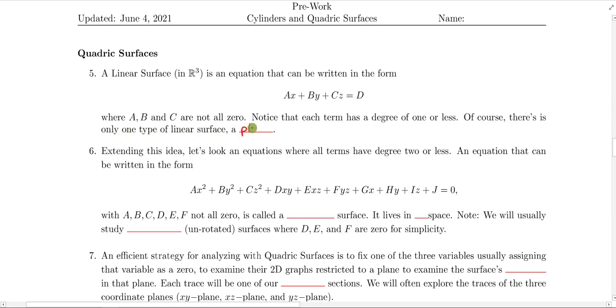Now, we don't study linear surfaces as their own category because there's only one type of linear surface, and that's a plane, and we've already looked at planes a little bit in this class, and so there's no delineation that needs to happen.